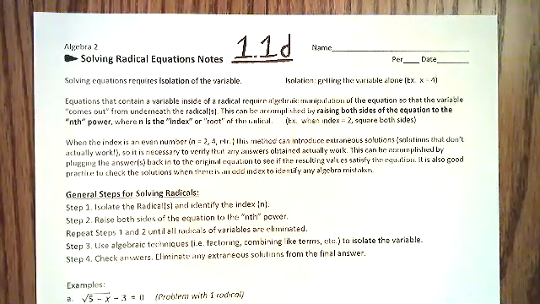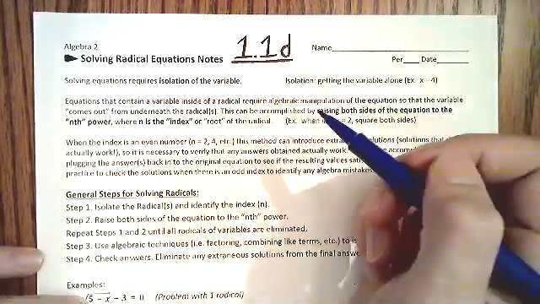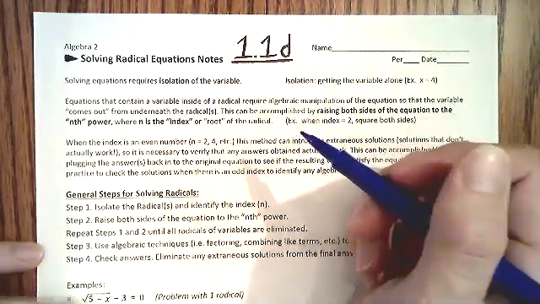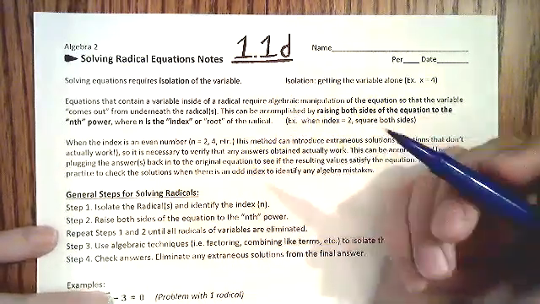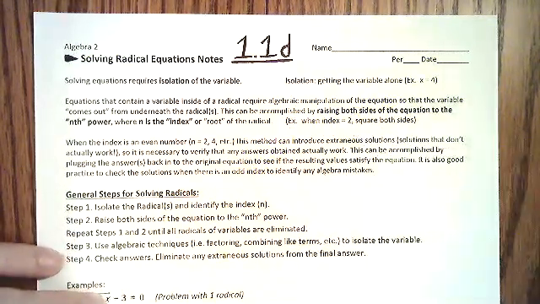Hello class, this is solving radical equations. This is a part of the radicals unit 1.1, and this is going to be section D, so 1.1D. So far we've practiced simplifying radicals, adding, subtracting them, and doing multiplication along with double distributive property. And we're going to be applying those skills through solving radical equations.